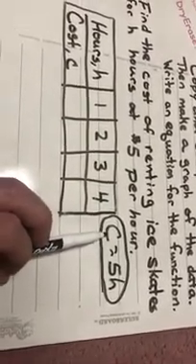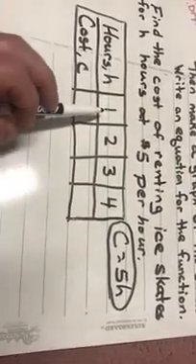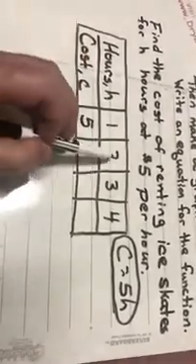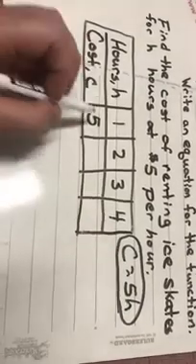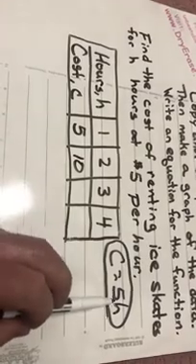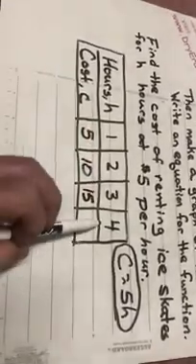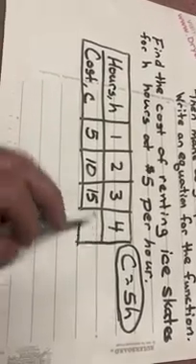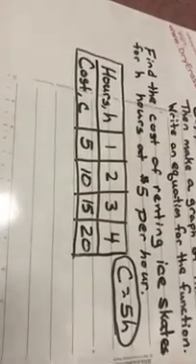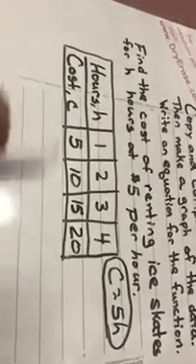Well, we know that the cost equals $5 for every hour. Well, for 1 hour, 5 times 1, the cost would be $5. For 2 hours, 5 times 2, the cost would be $10. For 3 hours, 5 times 3, the cost would be $15. For 4 hours, 5 times 4, the cost would be $20. All right? And so we take a look at that there, and that's our table.